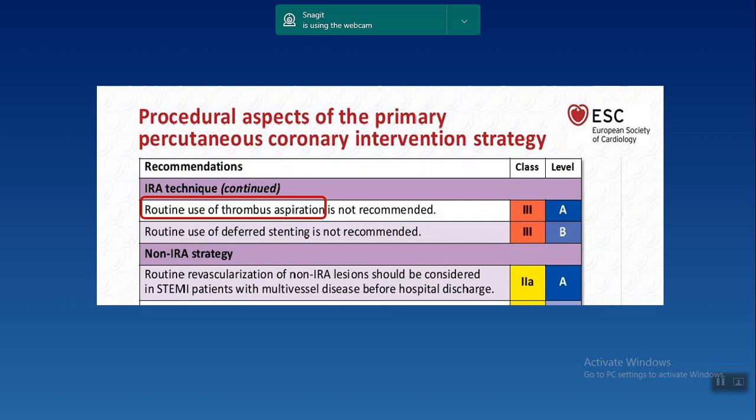is not recommended. What about other arteries when you do PCI to, for example, the left anterior descending artery, and you have another lesion in the right coronary or in the left circumflex? The guidelines recommend routine revascularization of non-infarct related artery lesions, either in the same index procedure or before hospital discharge.